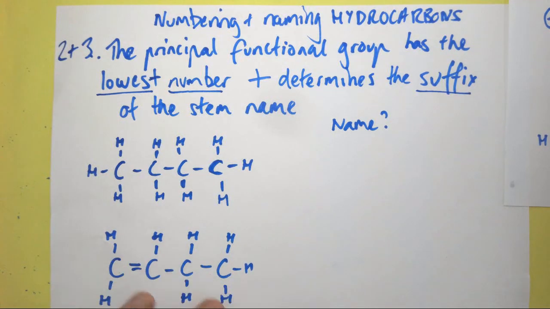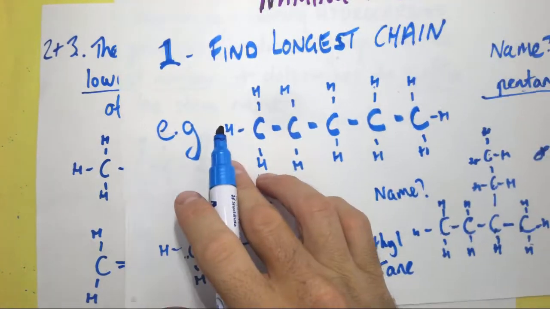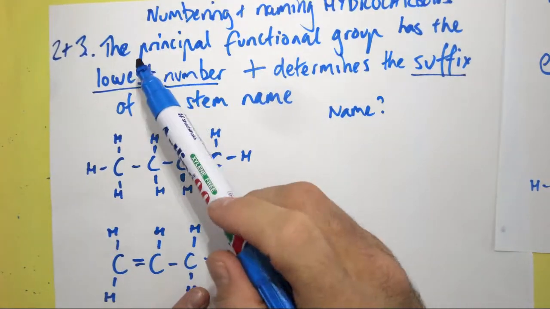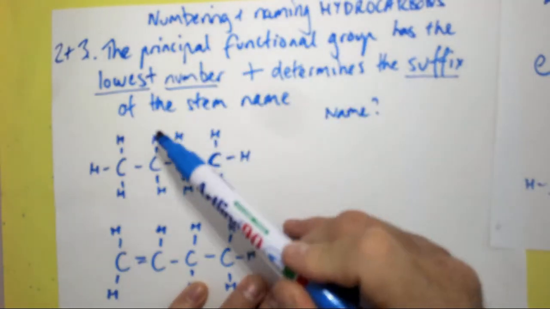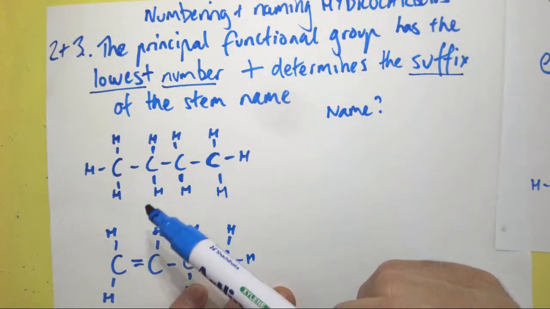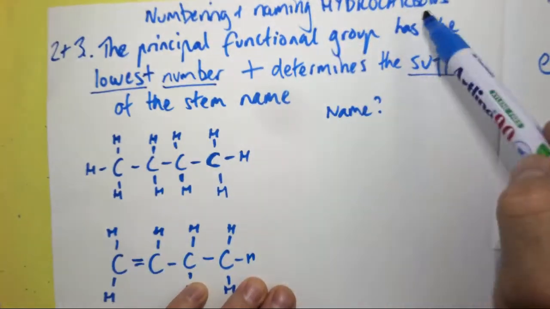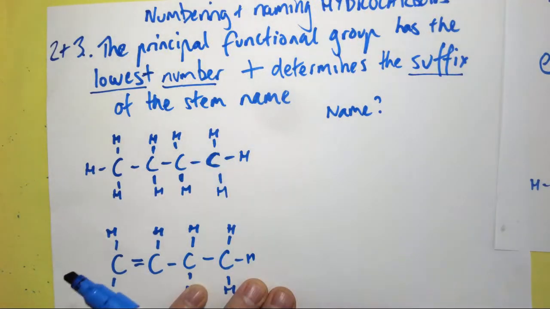Part 2 to naming hydrocarbons is the numbering as well. From part 1 we found the longest chain. Now we've got to use the numbering system. So the principal functional group, what does that mean? That's talking about anything extra hanging off your longest carbon chain. I'll explain what that means as well. But the principal functional group has the lowest number and it determines the suffix of the stem name.